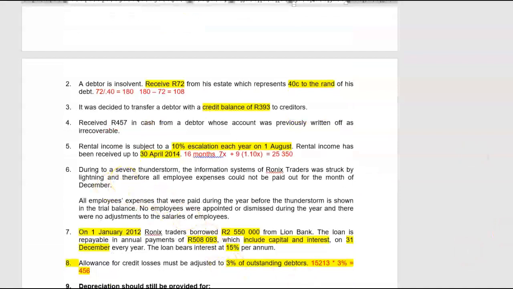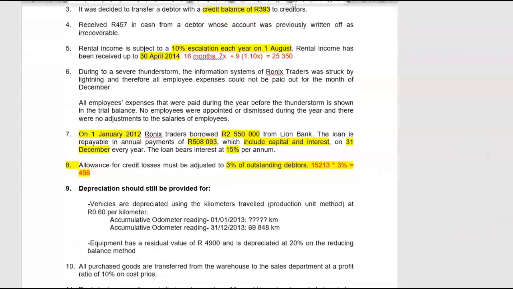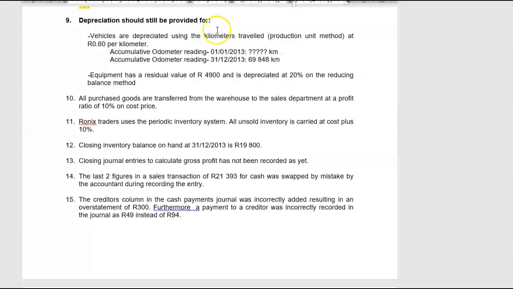I think we've done that one. Depreciation, number 9. Vehicles are depreciated using the kilometers traveled, i.e. the production unit method, at 60 cents per kilometer. Then they give me my cumulative odometer reading as at the beginning of the year, but it's only question marks.